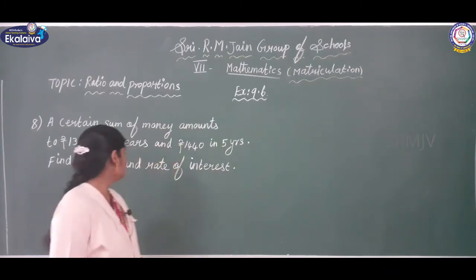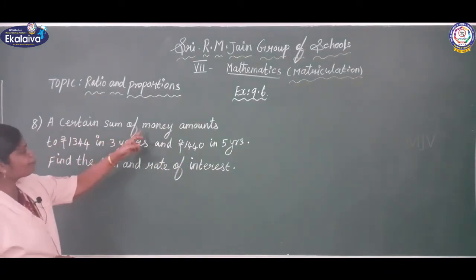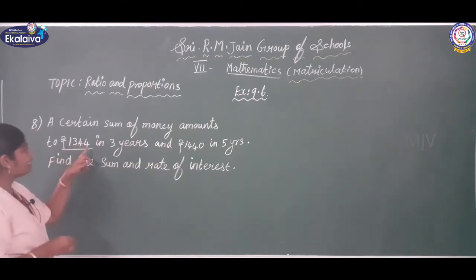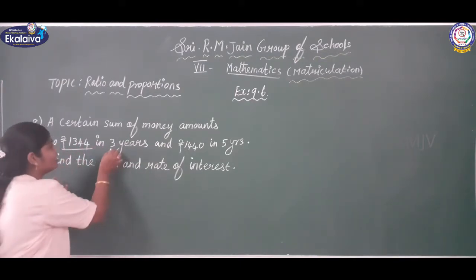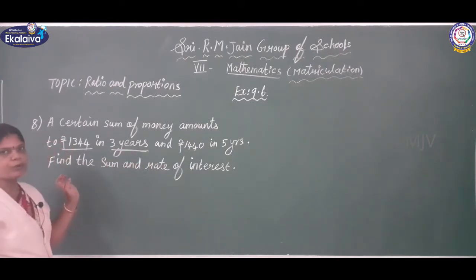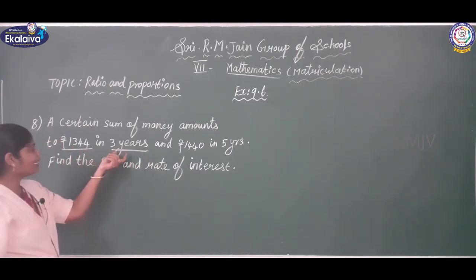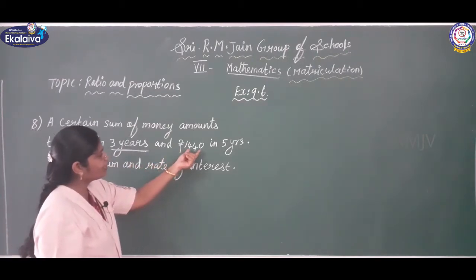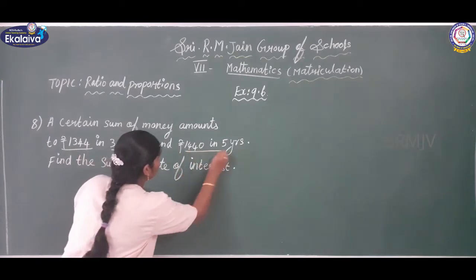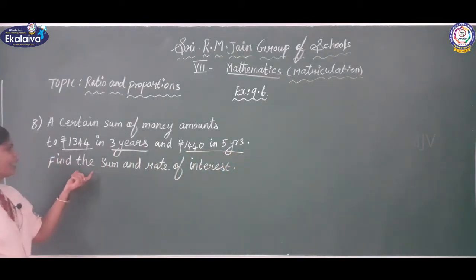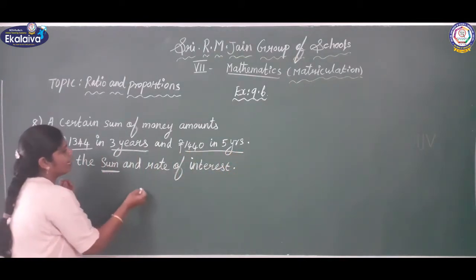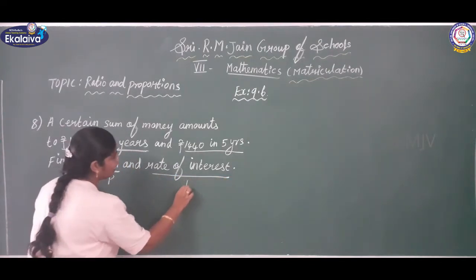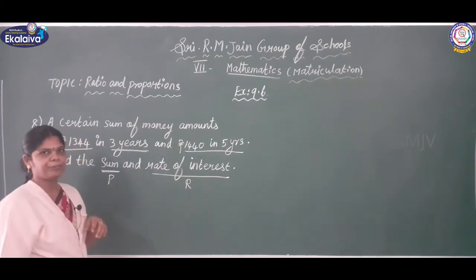See the next one. A certain sum of money amounts to rupees 1344 in 3 years. Okay, the amount is given here. In 3 years we are getting this much of amount, and 1440 in 5 years. Find the sum and rate of interest. Sum means principal we need to find, and rate of interest we need to find out.